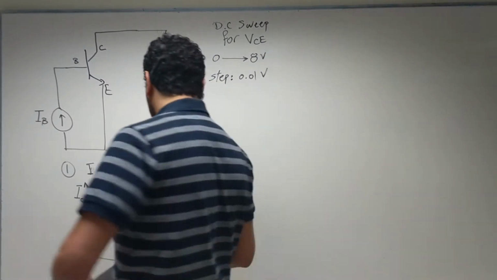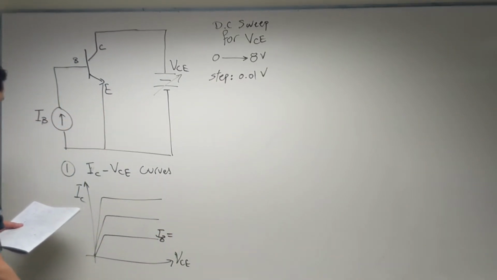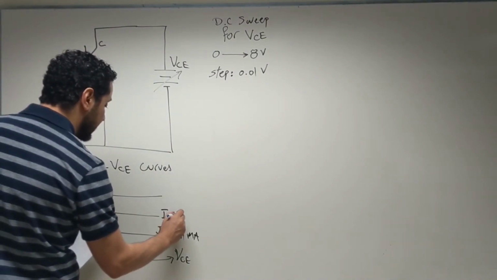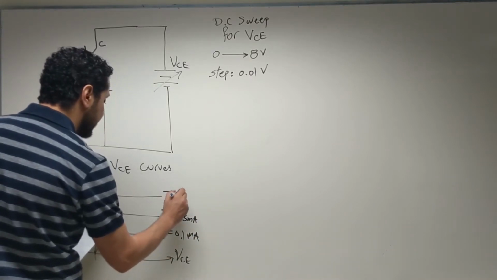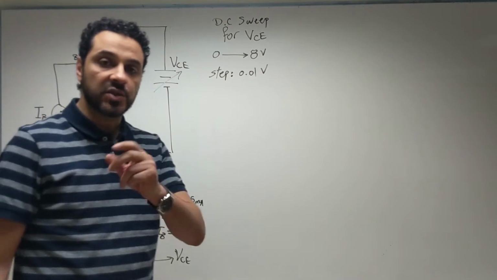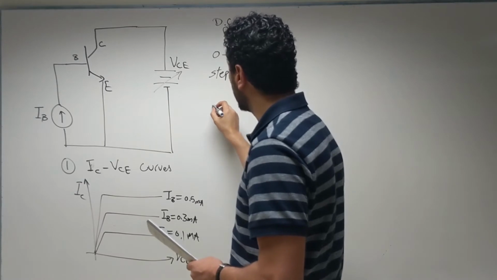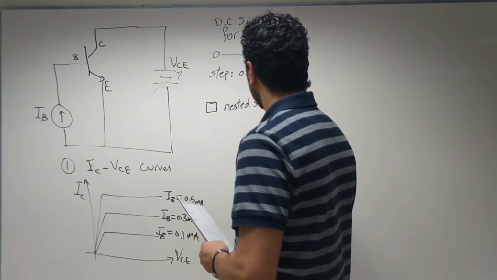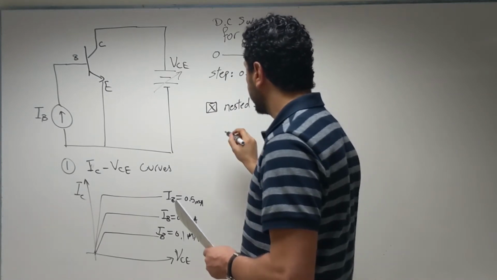But in order to get 3 curves for different values of I base, so for example, we want to plot a curve for I base equals 0.1 milliampere, another curve for I base equals 0.3 milliampere, and the third curve for I base equals 0.5 milliampere, here we'll have to add another nested sweep inside the DC sweep. When you do the DC sweep, you will find that there is a checkbox called nested sweep.